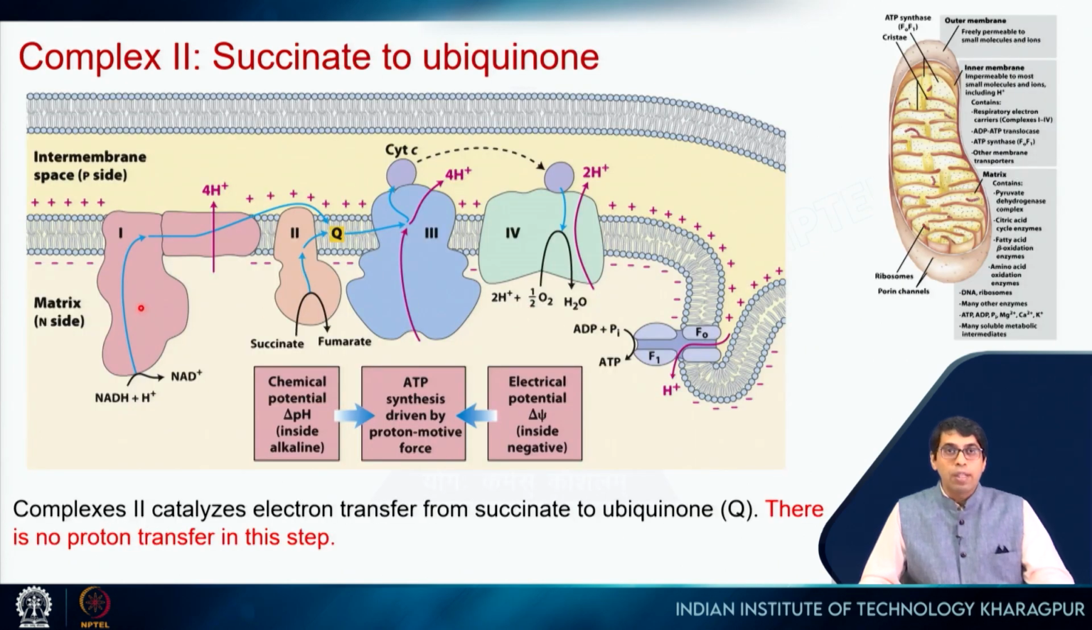Okay. So we are done with complex 1. Now we are looking at complex 2. We have already seen this. Complex 2 catalyzes the electron transfer from succinate to ubiquinone. Just like here the electron transfers were from NADH to ubiquinone, here it is from succinate to ubiquinone. In this case, there is no proton transfer. This is the only complex which does not result in any proton transfer.